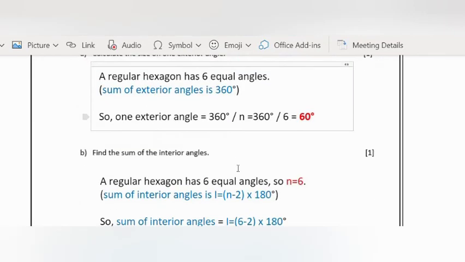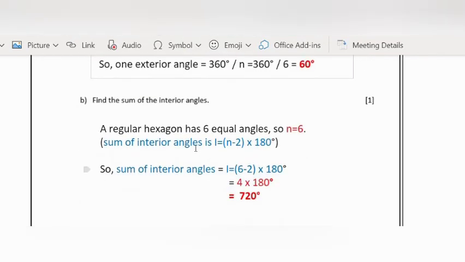Next question is we have to find the sum of the interior angles. Sum of the interior angles is given by the formula (n minus 2) into 180 degree, where n is the number of sides, which varies according to the given polygon. Here the polygon is a hexagon and it has 6 sides, so we take n is equal to 6. Substituting here, we have 6 minus 2 is 4, and 4 into 180 is 720. So the sum of the interior angles is 720.